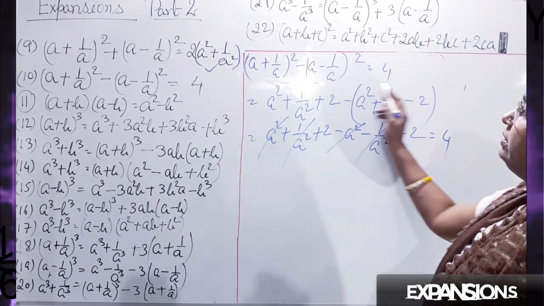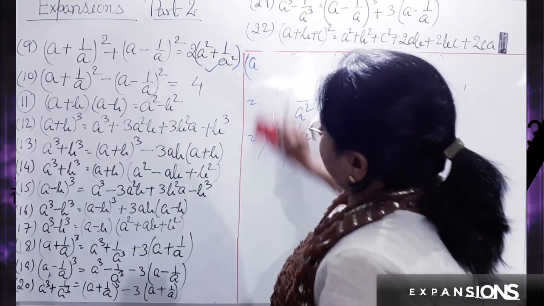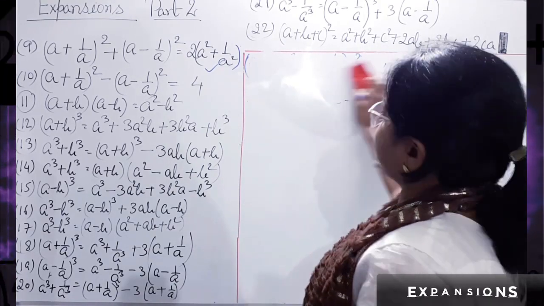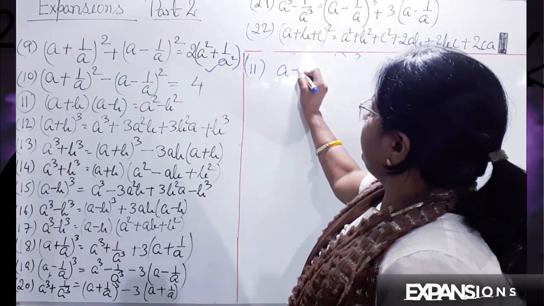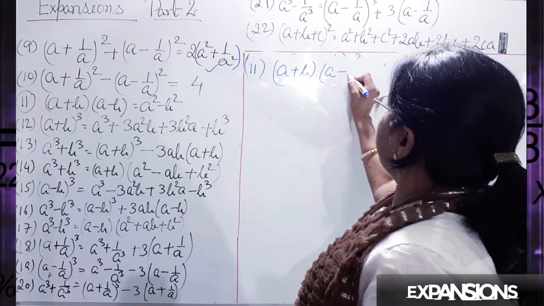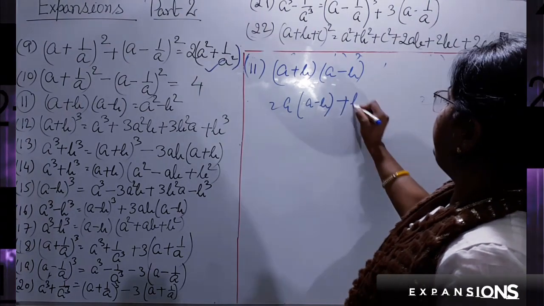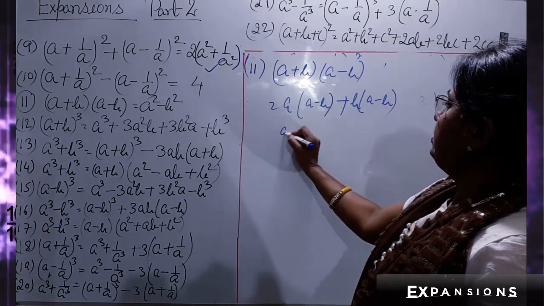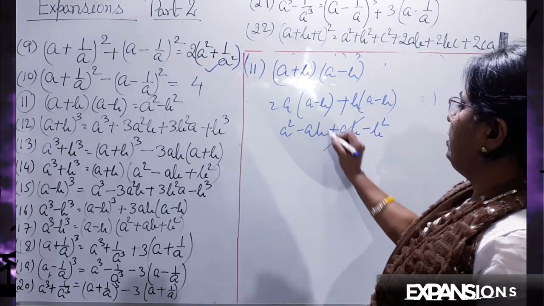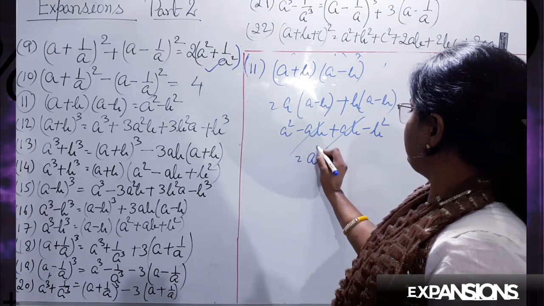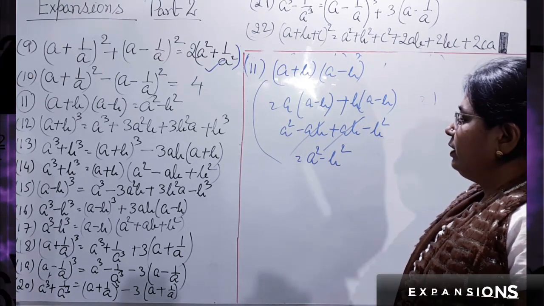Now this algebraic identity is an expansion, as a formula you will use. Next identity is 11 number, a very important identity, (a + b) into (a - b). a multiplied by (a - b) plus b multiplied by (a - b). It is a square minus ab plus ab minus b square. ab cancel, it is equal to a square minus b square. Now it is your algebraic expansion identity.